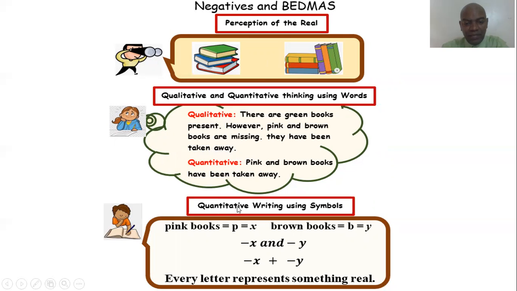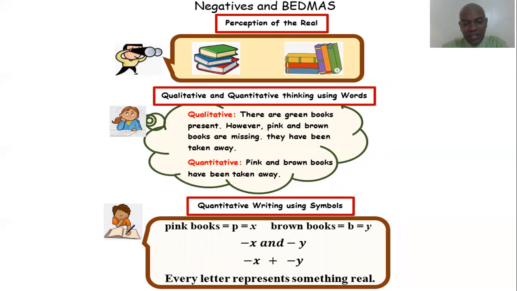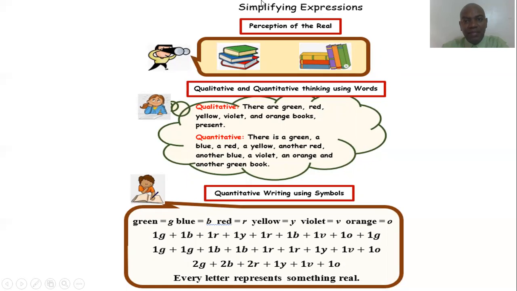So quantitatively, writing this using symbols, you can use X for pink because you define what X to be here, Y for brown. So negative X interpreted means X has been taken away, all right? Negative Y means brown books have been taken away, okay? So negative X, missing pink books, plus negative Y, missing brown books, okay? So negative numbers, that's the next topic we're going to be talking about. Then simplifying expressions, we're going to talk about that.